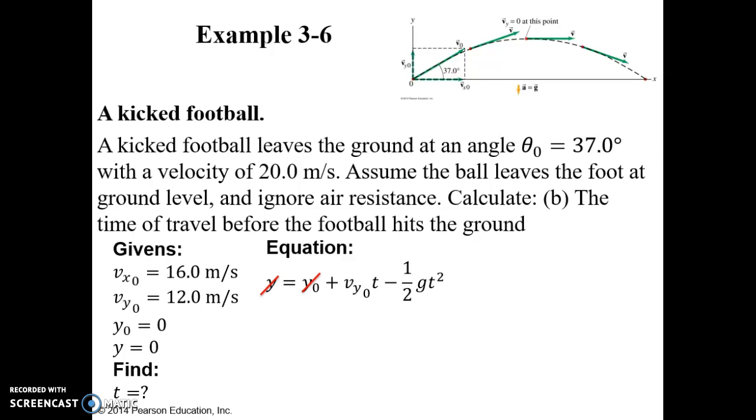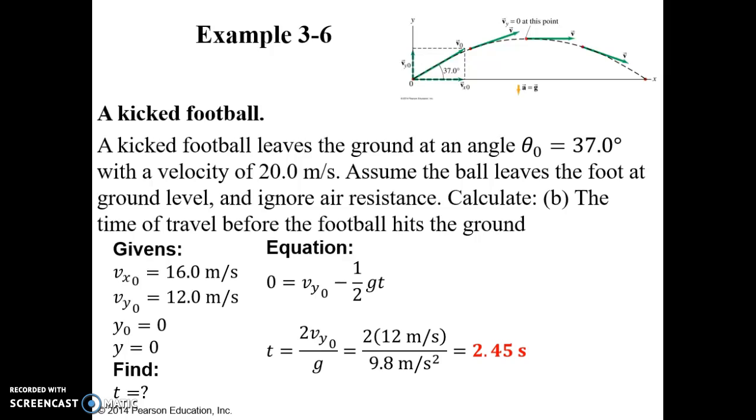Cross out any variables that equal 0. Simplify the equation. Look what else cancels out. Time. Now the equation is reduced even further. Rearrange the equation to solve for time. Plug and chug, and we get 2.45 seconds for the football's time of flight in the air.